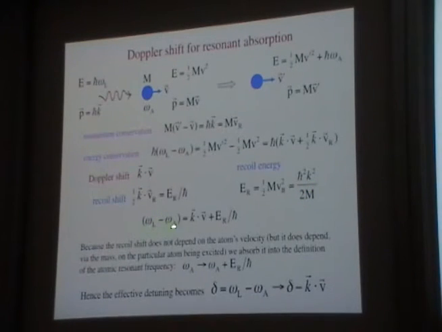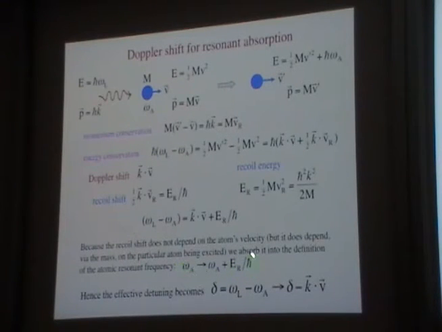And so here's the actual formula. The detuning is now k dot v plus the recoil energy divided by h bar in this case, because I'm considering just the frequency difference. Because the recoil shift doesn't depend on the atom's velocity, but it does depend on which atom you're working on, because it has the mass of the atoms in here. People tend to just lump this into the definition of the resonant frequency of the atom.